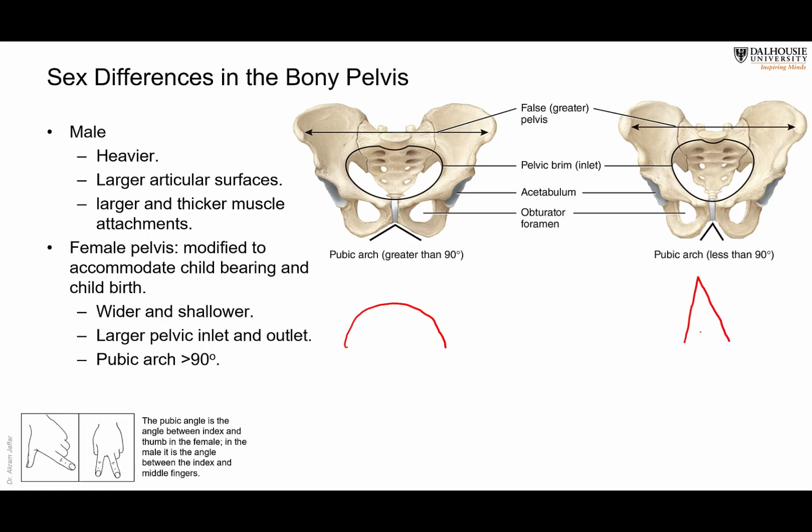Or, again, to remember them, in the female, the angle is the same as the angle between the thumb and index finger, while in the male, it is the angle between the index and middle finger. Okay? And the reason, as I mentioned, is that the female pelvis should be wider and shallower to provide for childbearing and childbirth. If it is not like that, then we might have some problems during delivery. I mean, normal vaginal delivery.